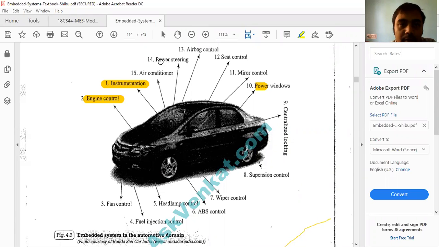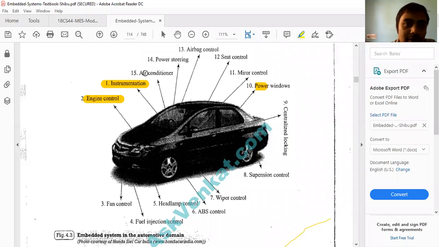Next, coming to the power steering. Earlier, in order to take a turn or a u-turn, we needed to rotate the wheel many times. But now it is made very simple because of power steering. I can easily turn or easily take a u-turn.